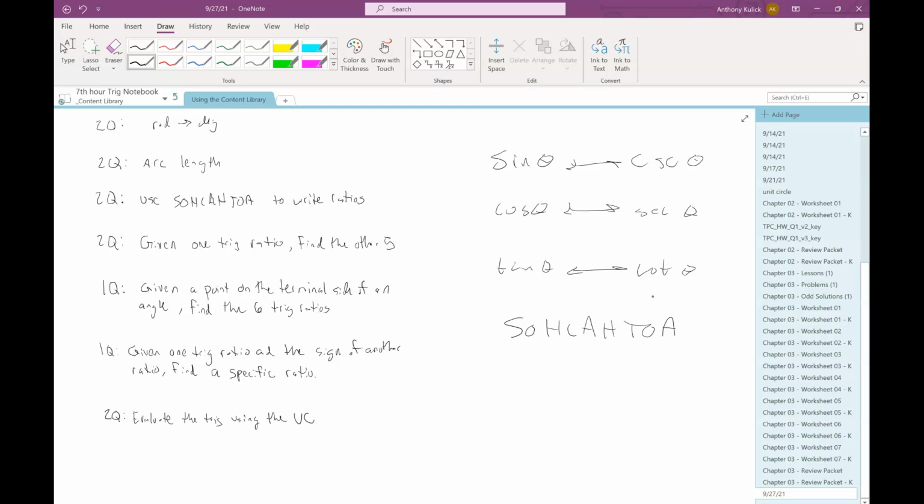So if I remember the reciprocal pairs and I know Sohcahtoa, then I also know how to find the right triangle definitions for cosecant, secant, and cotangent. Yeah, I've been doing that, but I've never put together that they're just reciprocals of each other. I don't know why it just didn't click. Yeah. So again, just trying to simplify things down, right?